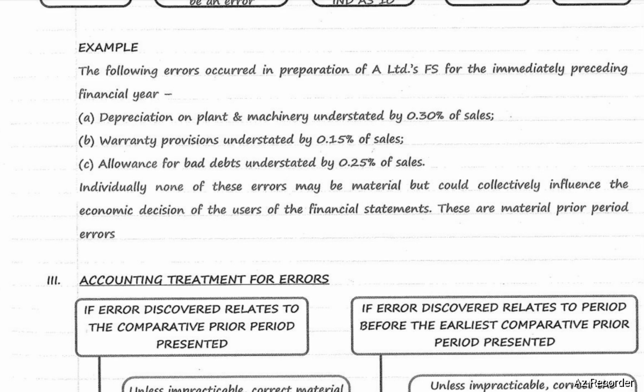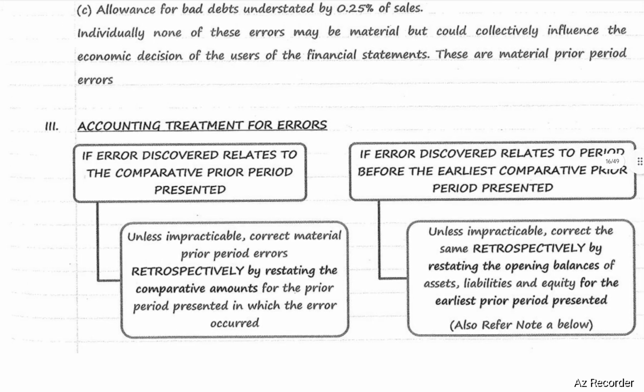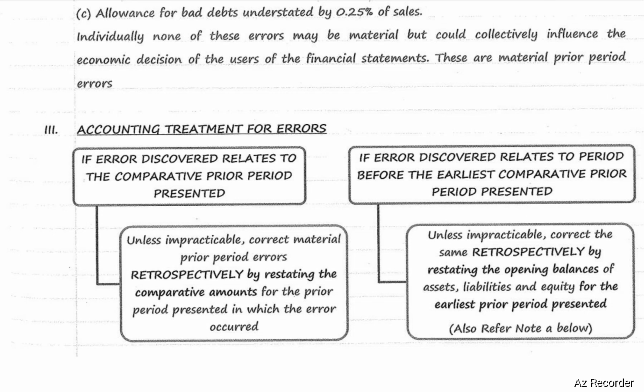Accounting treatment of errors. If the error discovered relates to the comparative prior period presented, unless impracticable, correct material prior period errors retrospectively by restating the comparative amounts for the prior period presented in which the error occurred. If the error discovered relates to a period before the earliest comparative prior period presented, unless impracticable, correct the same retrospectively by restating the opening balance of the assets, liabilities, and equities for the earliest prior period presented.